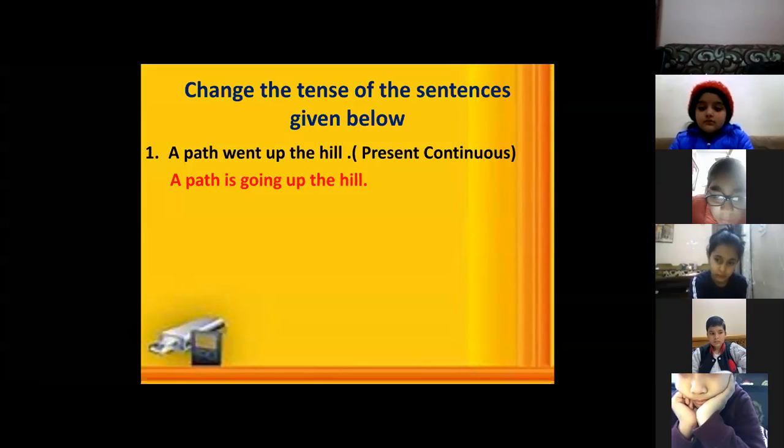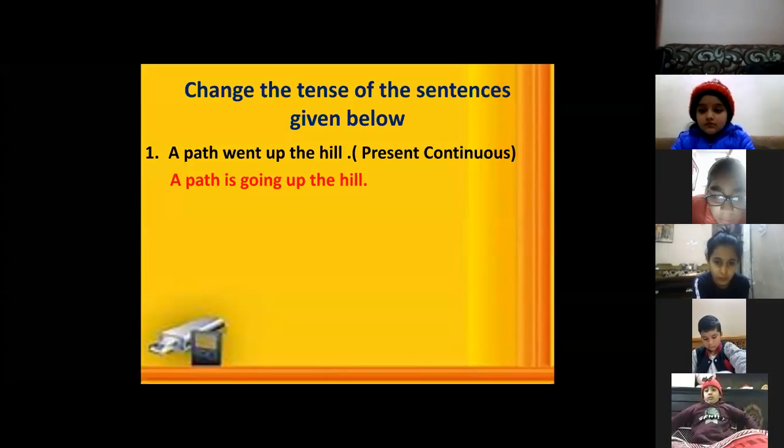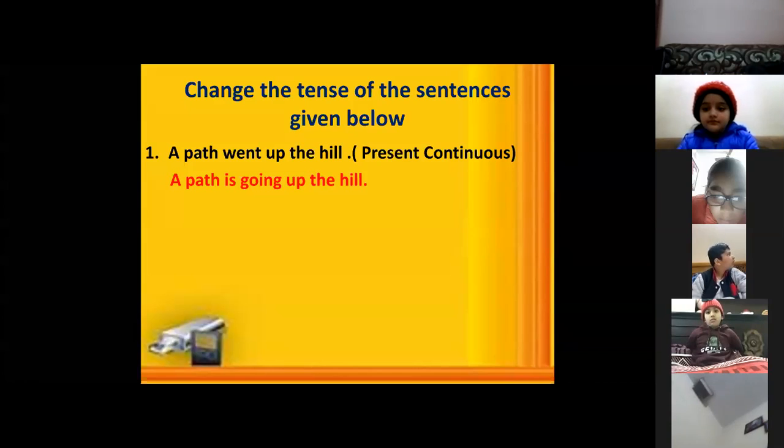Ma'am, that is the only way to make them present continuous. Okay, so what's the rule of present continuous tense? What is the rule? Ma'am, we use second form with ing. We use the first form of the verb with ing, and before that we have to use the helping verb, that is is/am/are. So the rule of present continuous tense is helping verb plus ing.